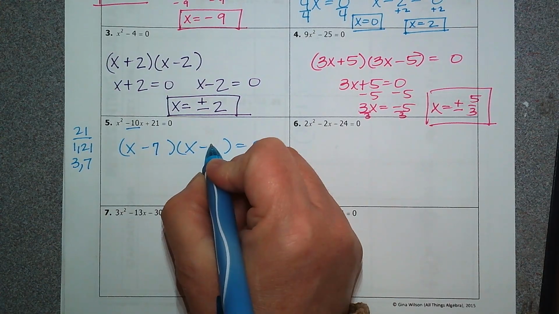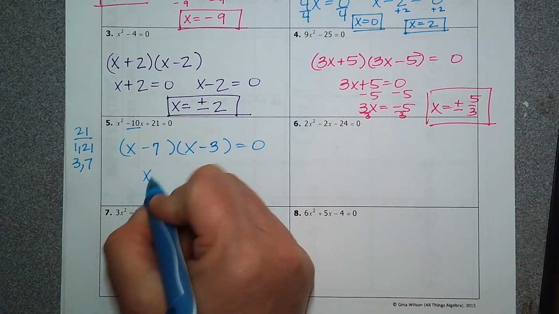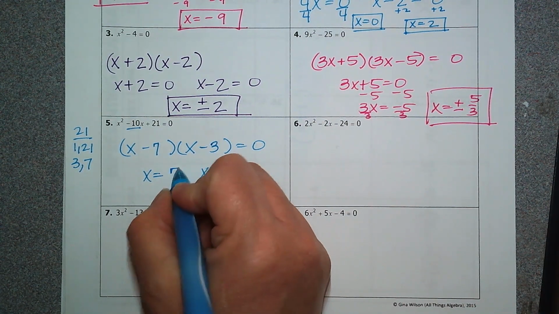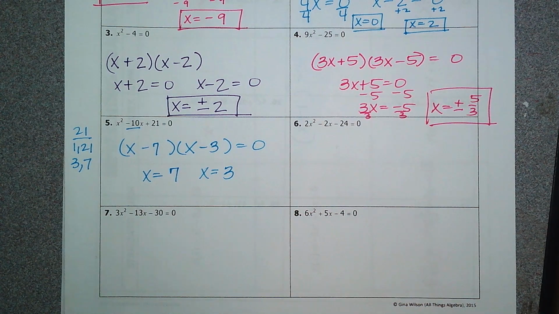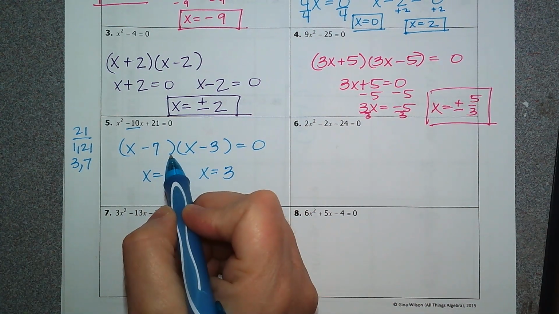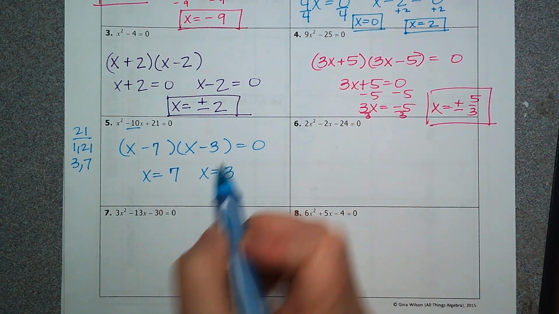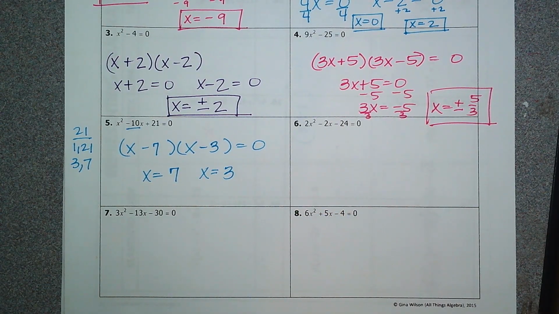Yes, -3, -7. And your solutions are x equals 3 and x equals 7. Yes, the opposite of what's inside your parentheses. You can set it equal to 0 and solve for x. It's the same thing, but it's always going to be the opposite of your factors. Your solutions are the opposite of your factors.